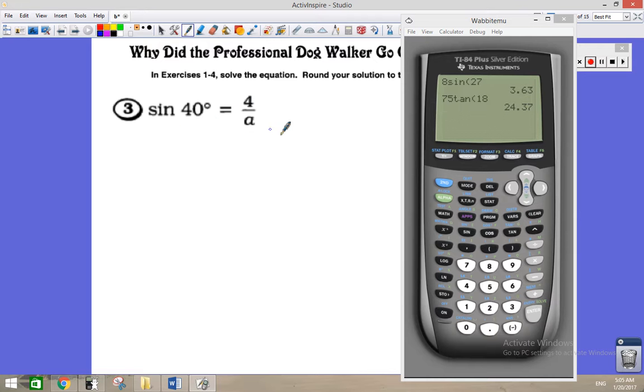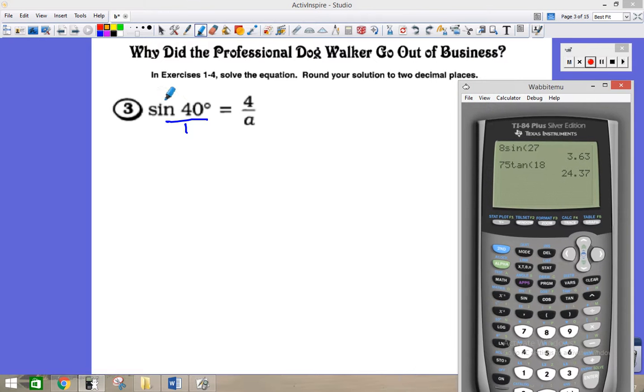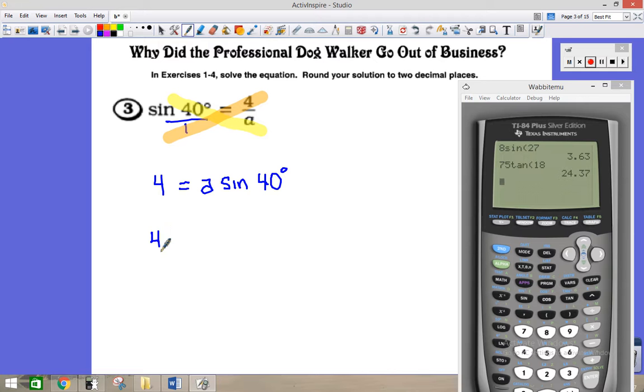The sine of 40 degrees, now here, I'm in degrees, I'm fixed to 2 decimals. When you have a proportion like this, a fraction equal to a fraction, most students enjoy the technique of cross multiplying. And if you do that, along this orange highlighted line, I have 4, and along the other, I have a times the sine of 40 degrees. Now, here, to solve for a, you divide both sides by the sine of 40 degrees.